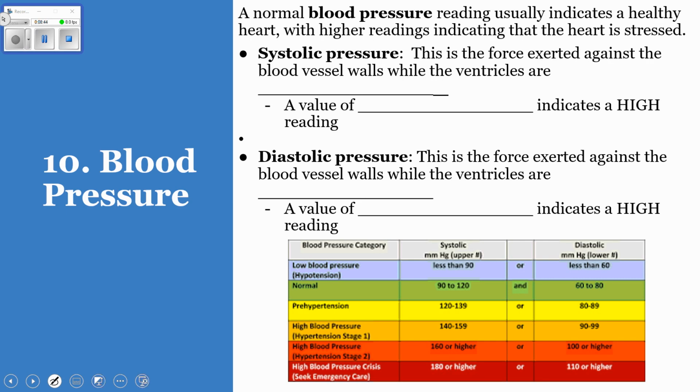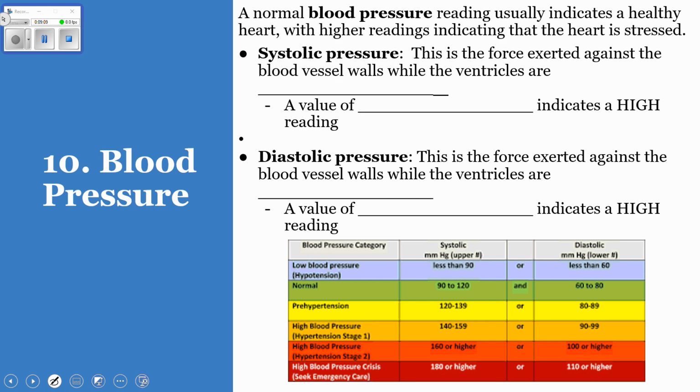A big thing that you're going to have to be able to do is evaluate whether or not a patient has high blood pressure or if they have low blood pressure or if they are normal. So you'll be given a patient and you have to make a determination based on the numbers that you see in front of you. Blood pressure, remember, is indicating the force exerted on the walls of the blood vessels while the ventricles are doing what?